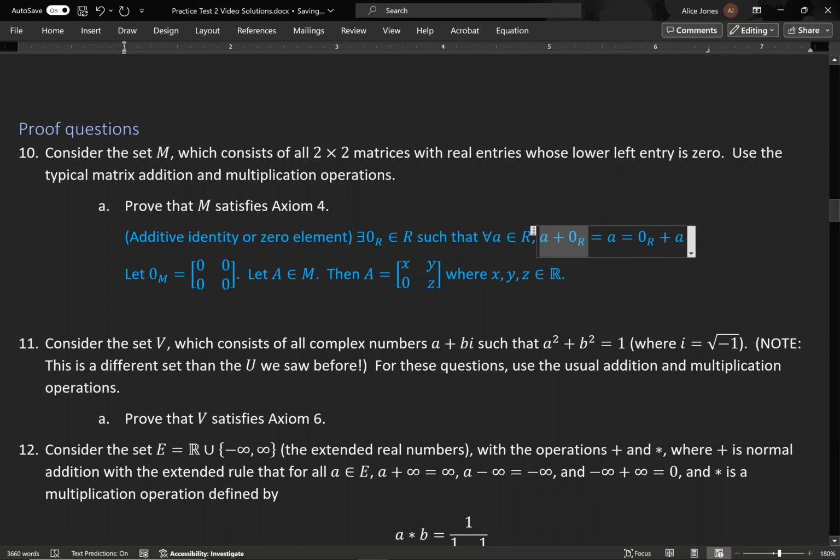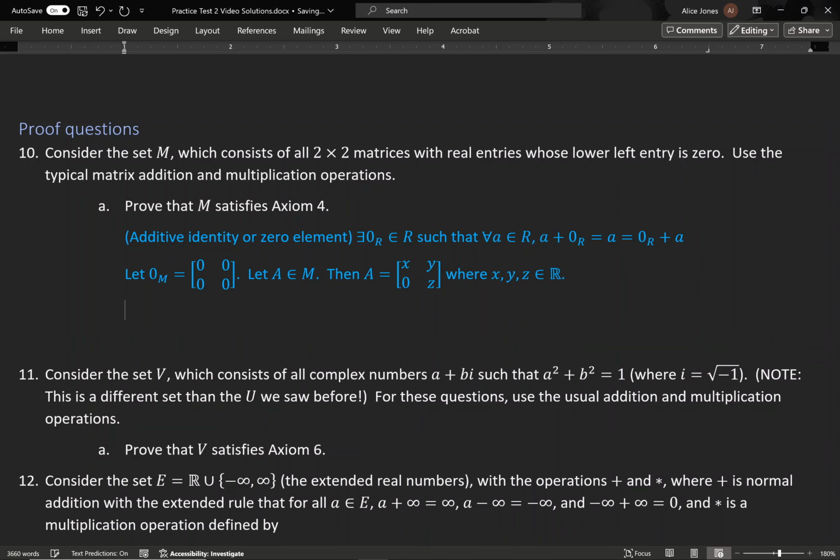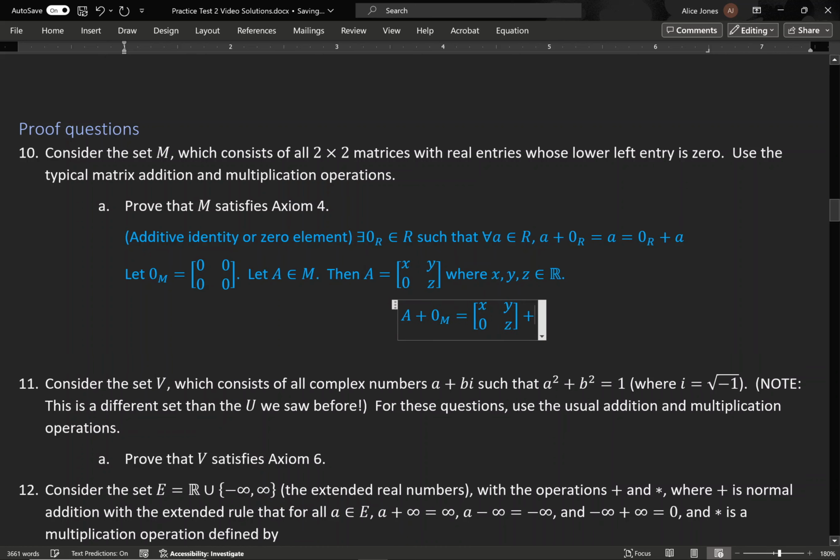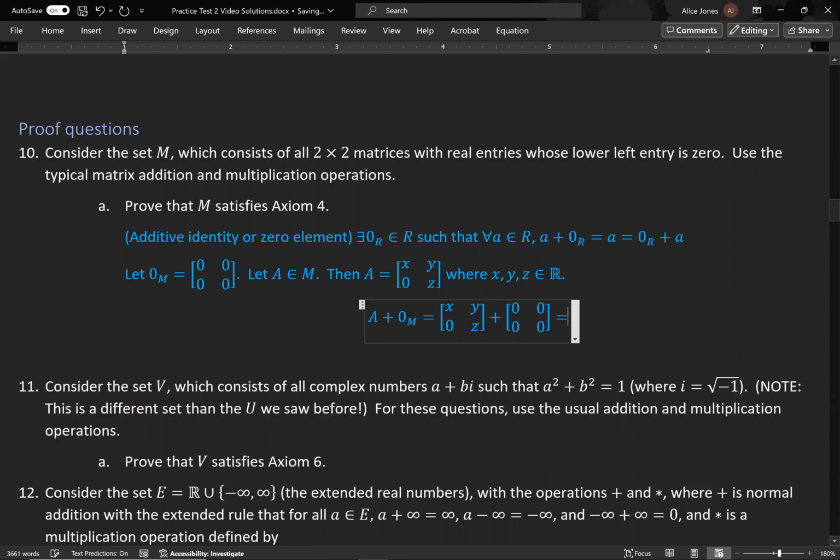To show that they satisfy it, I'm just going to simplify this part by itself, and this part by itself. I don't really need to do the middle part because that's just A. It's already as simple as it gets. And I'm going to show that they all come out to the same thing. So A plus 0 sub M is going to be, I'm just going to paste in what these things are, that plus that. And that's going to come out to, well, you can see yourselves, it just comes out to be A again.